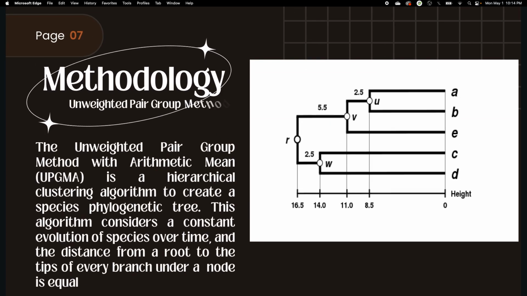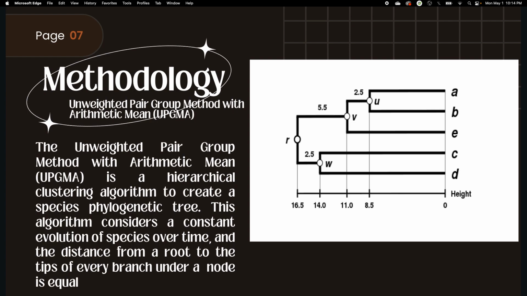The other method that I used for this research is called unweighted pair group method with arithmetic mean. In short, it is called UPGMA. UPGMA has a very distinct way of creating the tree compared to the neighbor joining method. Neighbor joining does not consider a constant rate of evolution, but the UPGMA method does. That means that under the same node, the branch lengths will be the same.